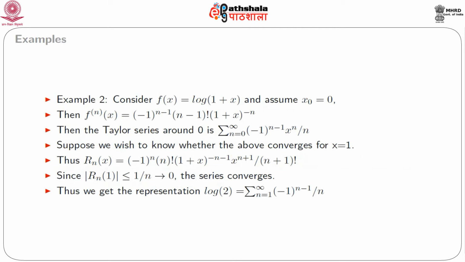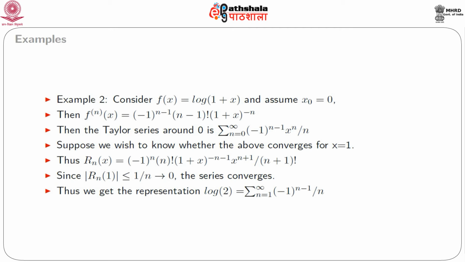Next, consider the function f(x) as log(1 plus x) and assume x not equal to 0. In this case, using some induction, the nth order derivative of f(x) can be obtained as (minus 1) to the power n minus 1 multiplied by (n minus 1) factorial, whole thing divided by (1 plus x) to the power n. Then the Taylor series around 0 can be expressed as summation of (minus 1) to the power n minus 1, x to the power n divided by n.